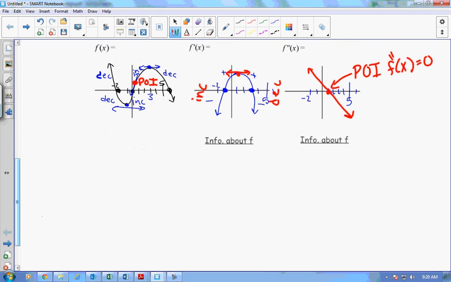So, let's write some information we've just learned. About f, we knew we had a max. About where? X equals 3. We have a min where? X equals negative 1. This is all about f, the original function. Then we have intervals of increasing and intervals of decreasing. Okay, Ethan, what would the interval of increasing of f be?